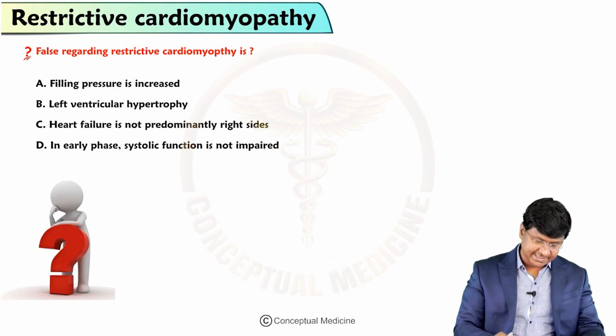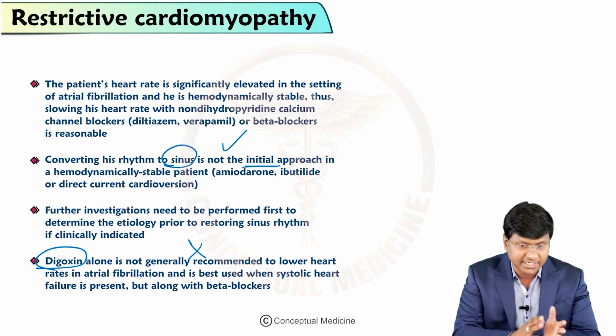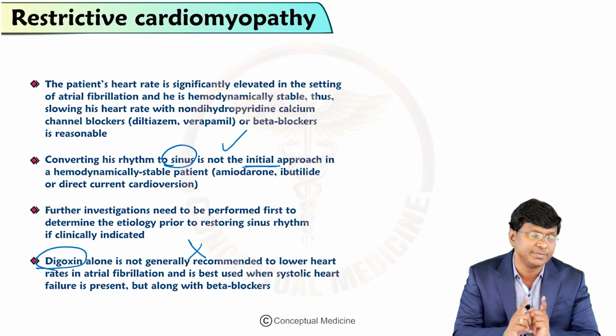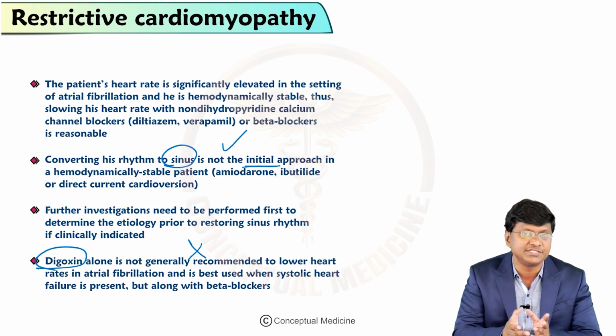Yes, so these are some of the important points related to your restrictive cardiomyopathy, in which I have discussed the most common cause to be amyloidosis. In these individuals, right heart failure is predominantly seen, and in order to relieve the pulmonary congestion and systemic congestion, you need to give diuretics, and the very important group of drugs are beta blockers.